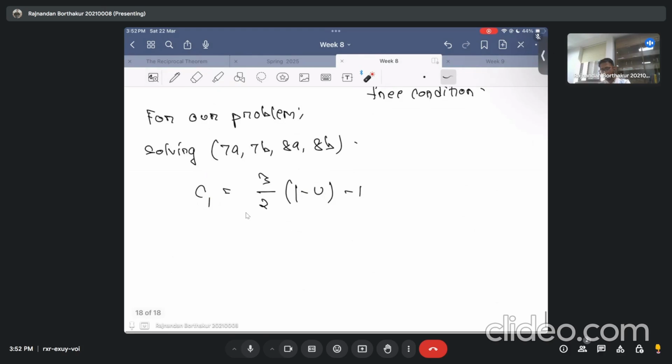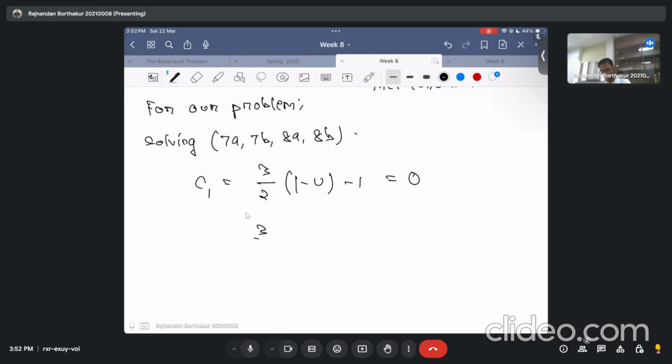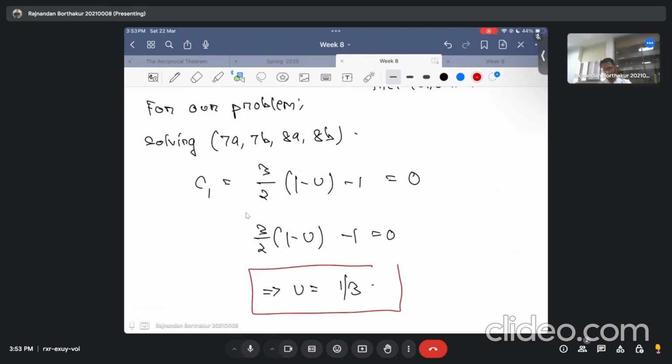So if you now equate this C1 to 0, what do you get? You get that 3 by 2, 1 minus u, minus 1, is equal to 0. So you can show that your u will come out to be equal to 1/3. This is precisely the velocity at which the sphere would move if it is subjected to a background parabolic flow of the form that we considered in the limit of creeping flow analysis.